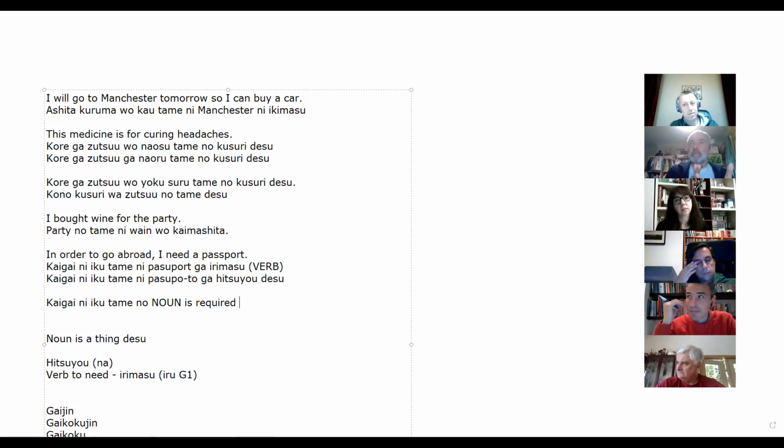If it was just this is a plane, then it's just a noun statement. But if you say this is the plane that's going to fly to Egypt, then you can no longer call this just a simple noun statement. You can no longer use no. You have to use ni. Because you're actually doing something to the passport here. You're not just saying it is the passport. You're saying a passport becomes necessary. A passport is necessary. So you can't simply treat this as a noun.